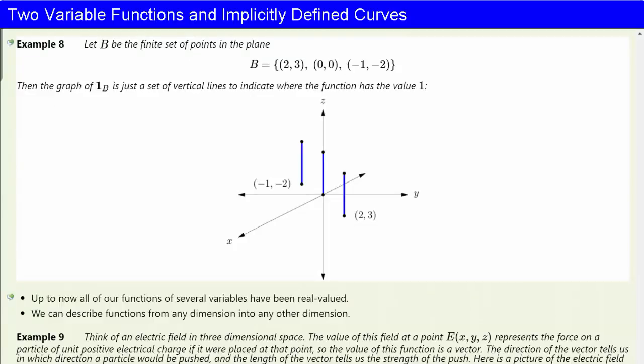As a last example of an indicator function, let B be the finite set of points in the plane with coordinates (2, 3), the origin (0, 0), and coordinates (-1, -2), 3 points. Then the graph of the indicator function for B is just a set of 3 vertical lines of length 1 to indicate where the function has that value.